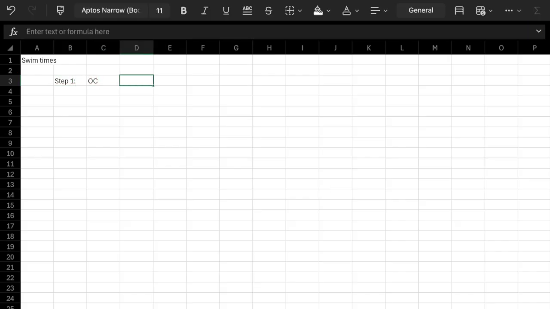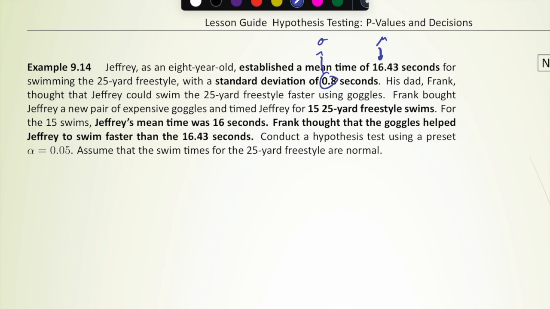Original claim. What's the original claim? What are we trying to test here? Conduct a hypothesis test using a preset value there. Okay, what does it say? Assume that the swim times are normal. Frank thought that the goggles helped. Okay, that's the thing that we're trying to test. That's the thing that's in question. But did it really? That's sort of the implication here. Did it really? Was that statistically significant? Let's find out.